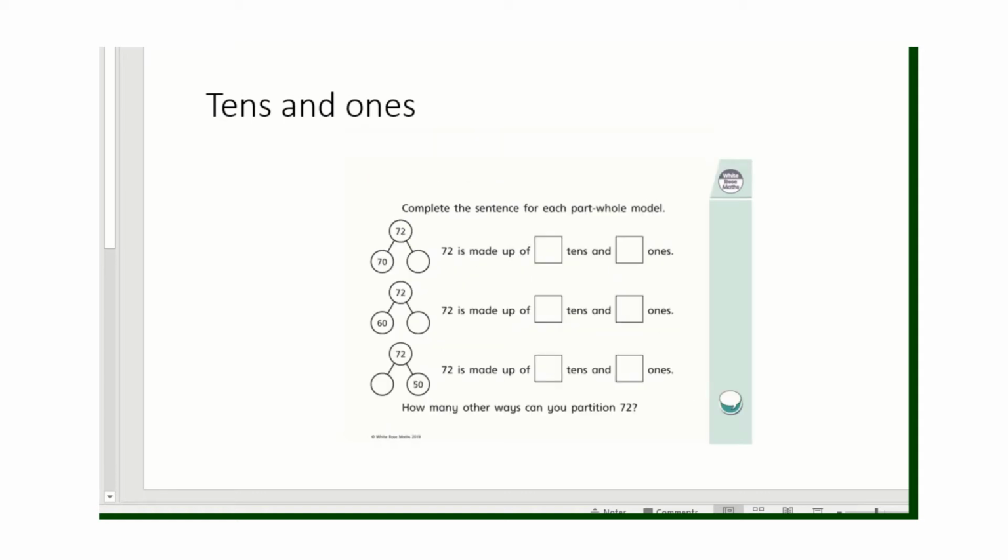So if we look at this, look, it can be made up of 7 tens and 2 ones. 60 and 12, like we said, it's 6 tens and 12 ones. It can be 5 tens and 22 ones. Can you think of other ways? If it was 4 tens or 3 tens, how many ones would it be? See if you can have a go.